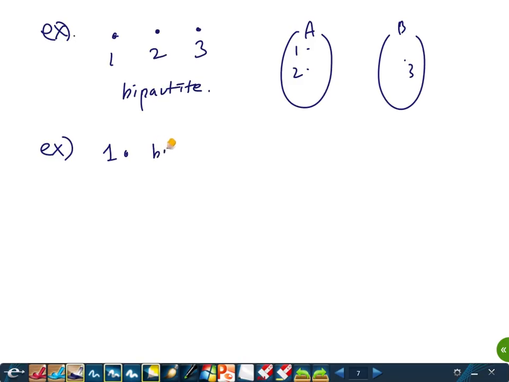This is bipartite because it satisfies the conditions of the definition. Like A has 1, B has nothing. We don't have any edge between any vertices on one side. That's fine. So it's bipartite if you want. But of course, this is kind of a trivial thing, so we will be mostly dealing with graphs with many edges. Because there are no edges, it's always bipartite trivially. Any questions?